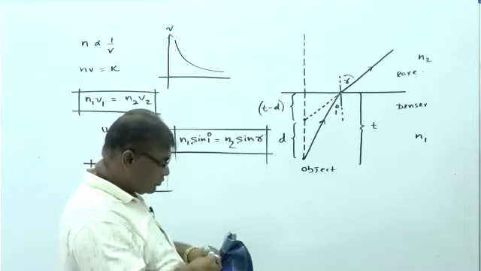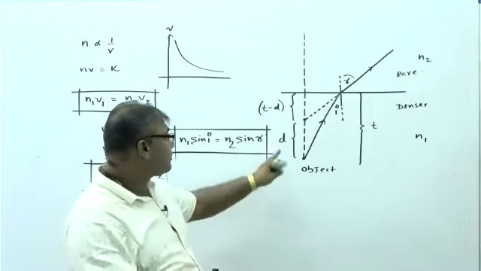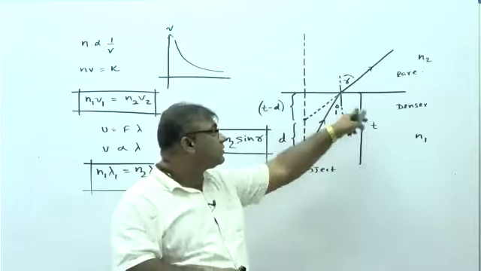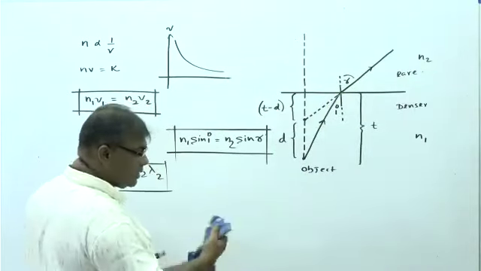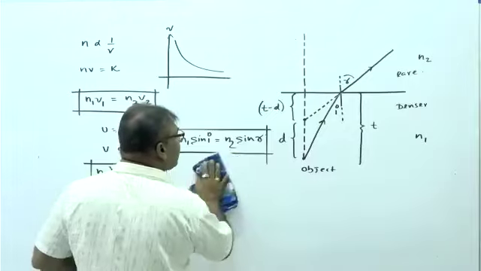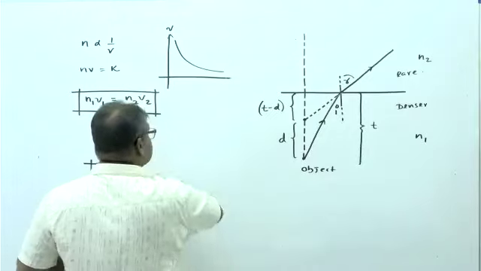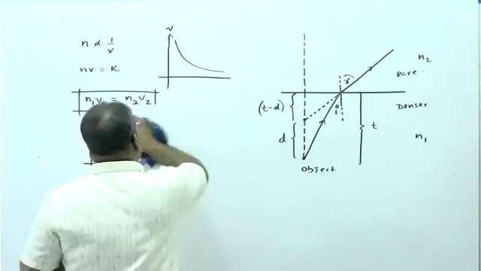Now, we have to derive the relationship of this and this with the refractive indexes, right? Can we copy the diagram? Question number 65.